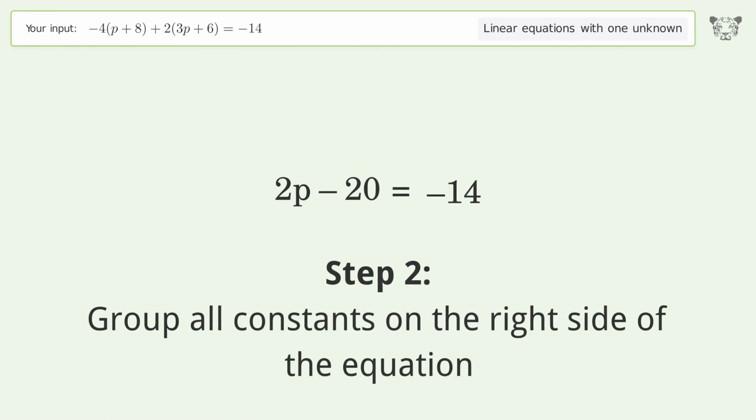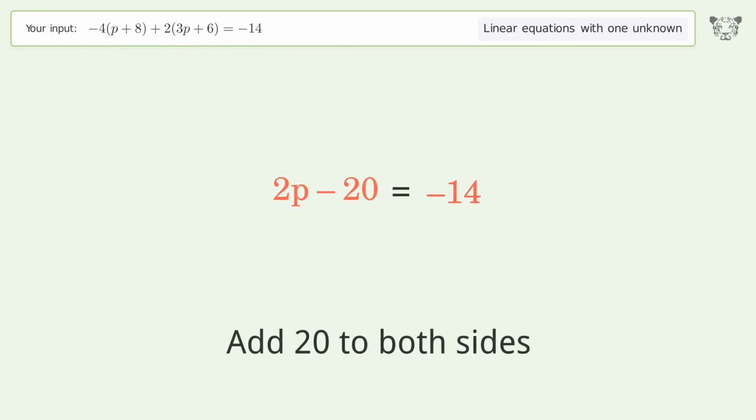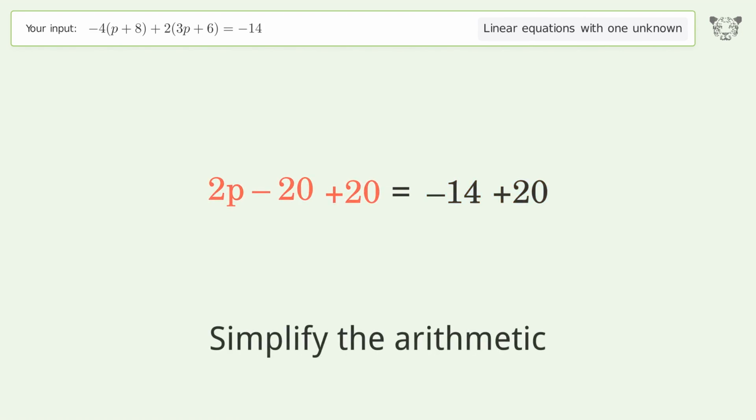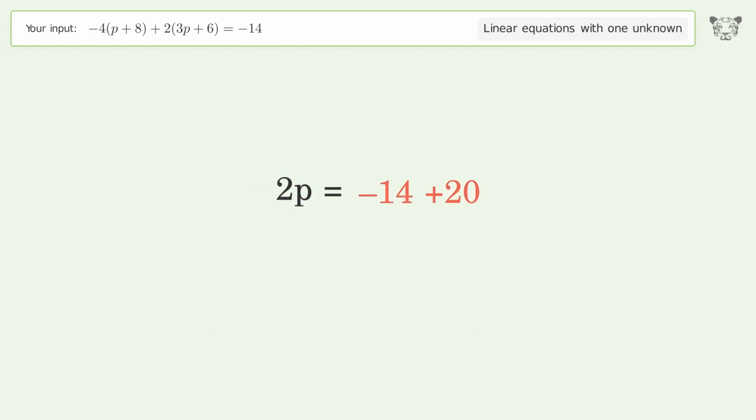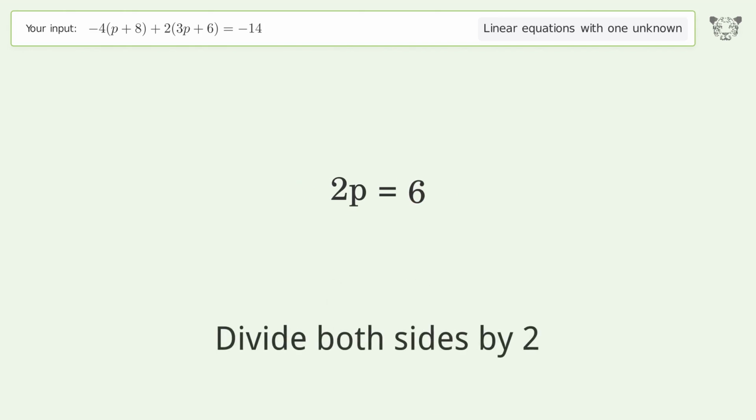Group all constants on the right side of the equation. Add 20 to both sides. Simplify the arithmetic. Isolate the p. Divide both sides by 2.